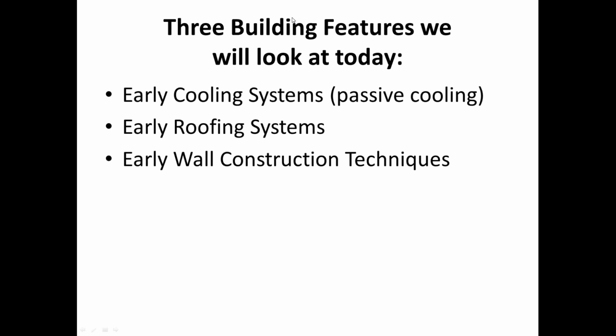All right, so today we're going to focus on three different types of building features. The first are early cooling systems, so we're going to look at a couple different techniques for cooling in the pre-air conditioning era. These are systems known as passive cooling. We're going to look at some early roofing systems that were used to help control the climate within homes, as well as keep rainwater out of the house.